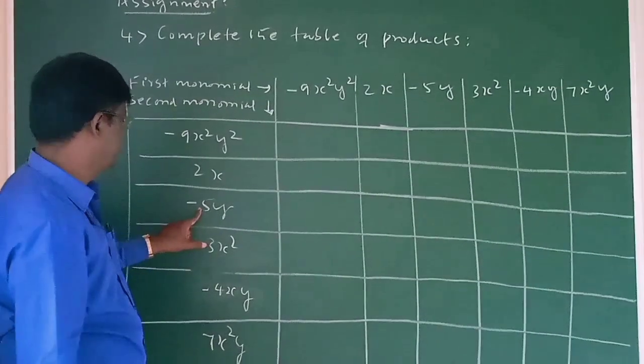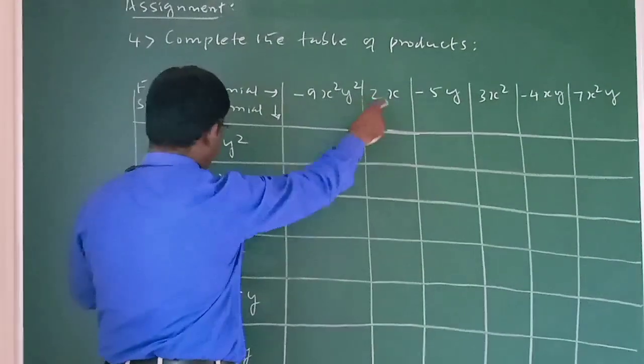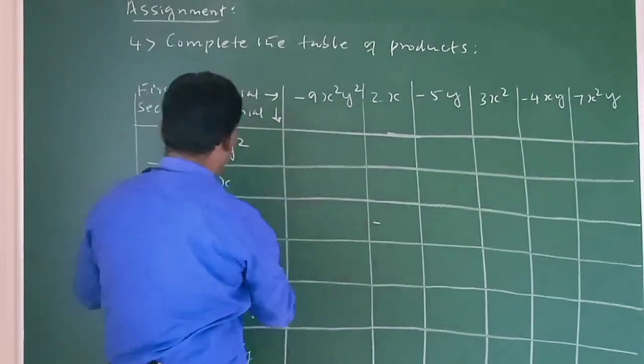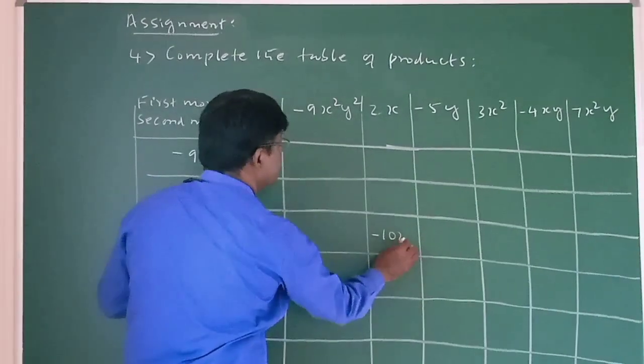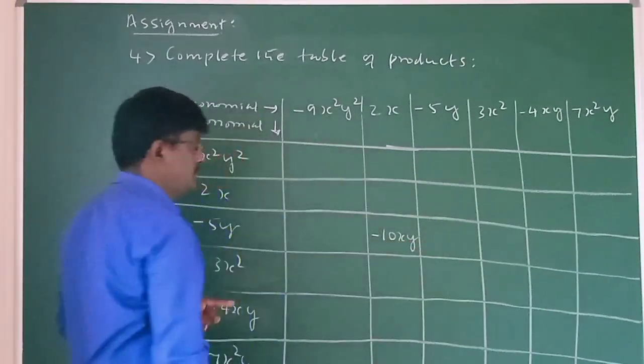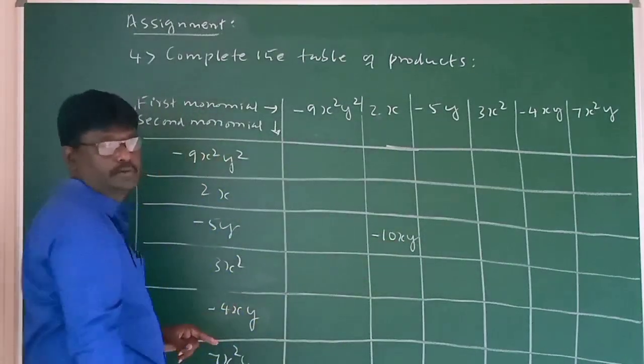Minus, look at children here. Now this into this. Minus into plus is minus. 5 2s are 10. Y into x in English alphabetical order, minus 10xy, correct? Okay, so like this you fill the table.